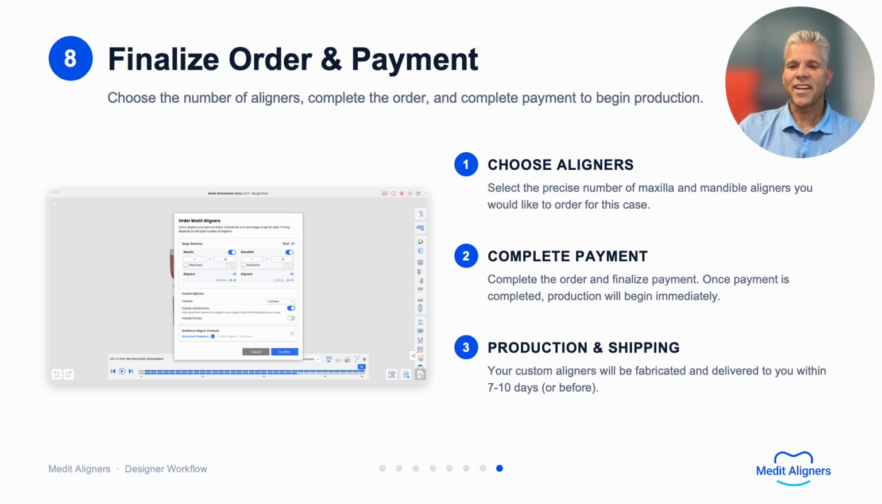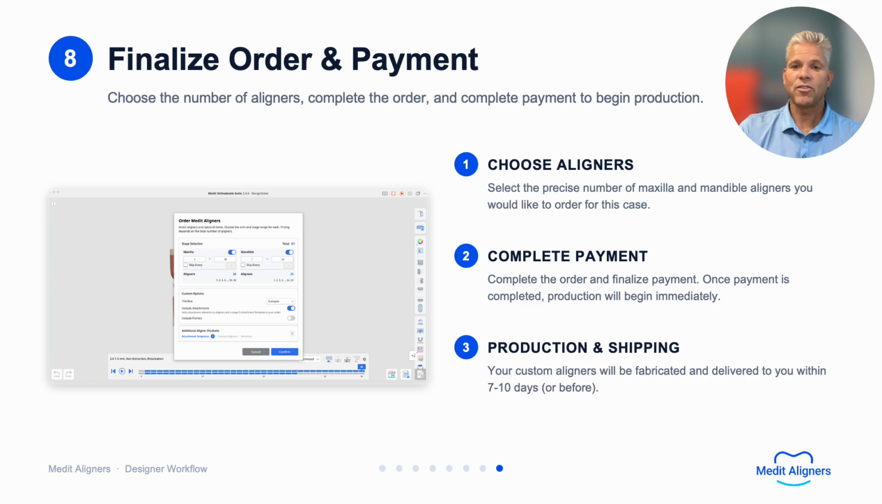When you approve the setup, you will be directed to finalize the order and make payment. You'll have the option to order the entire series of aligners or enter a specific number of stages if you prefer a staged approach. You can also modify the order to include passive aligners, retainers, or change the stage at which the attachment template is fabricated.